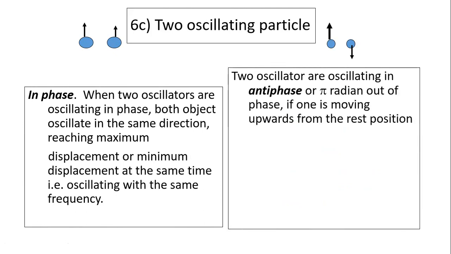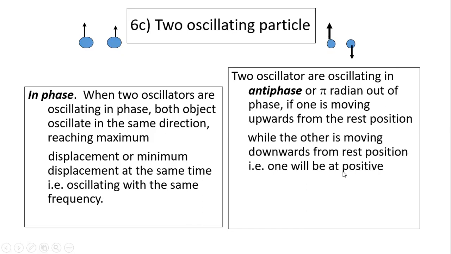Right? The other one is antiphase, or 180 degrees, or pi radian out of phase. One goes up while the other goes down. So when the other reaches maximum, this one will reach negative maximum or minimum. Okay, that's called 180 degrees out of phase.